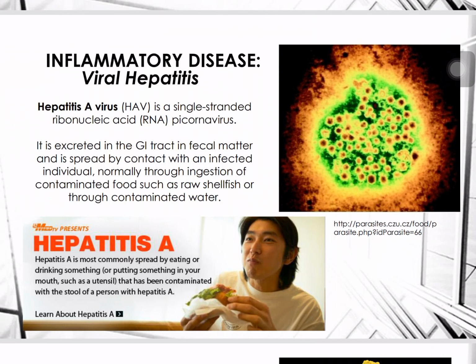It is the most common form of hepatitis and is highly contagious. The incubation period of the disease is relatively short. It is 15 to 50 days, and its course is usually mild. It does not lead to chronic hepatitis or cirrhosis of the liver.